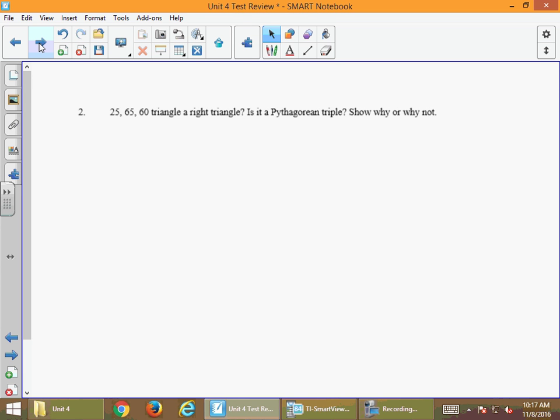25 and 60. Add them together, 85. Is 85 bigger than 65? It better be. Then yes, I have a triangle. We need to see if it's a right triangle. Is there some sort of special formula that we use to work with right triangles? Aaron, what do you think?